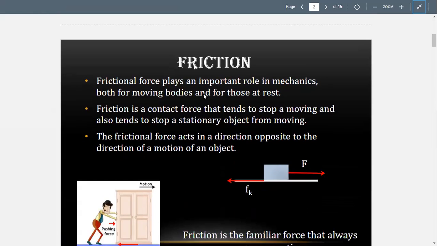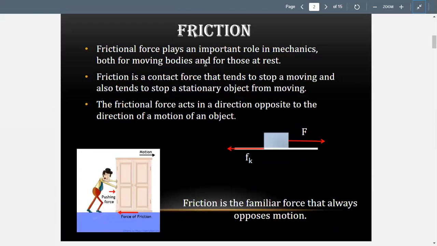So frictional force plays an important role in the motion of objects, or the thing we call mechanics. Friction is a contact force. So for you to have friction, the two objects have to come in contact. If you suspend the object in air, then there's no friction there. So friction is a kind of contact force.